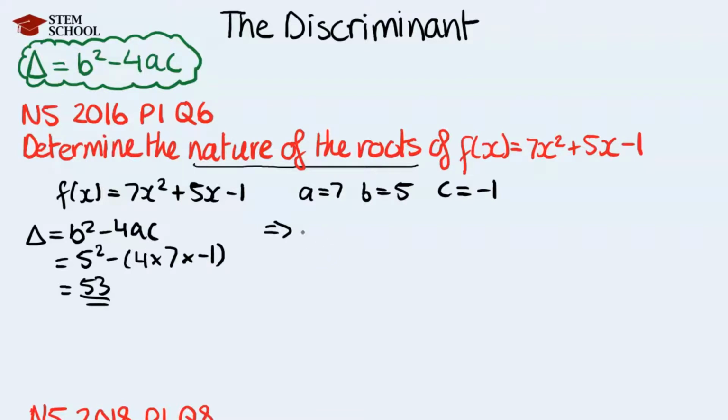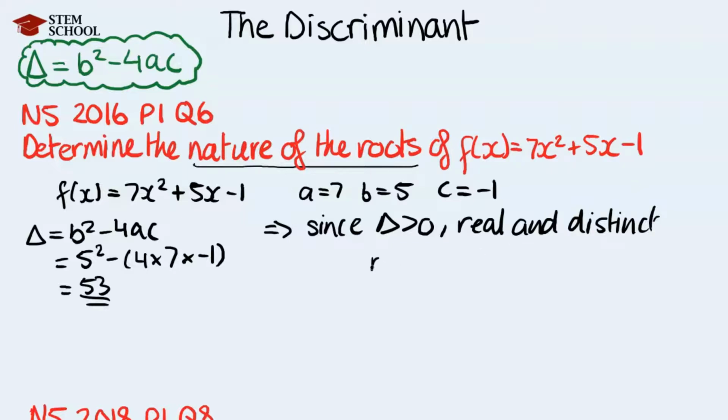So we've identified that the discriminant is greater than 0, as we have 53. So since the discriminant is greater than 0, what we have is real and distinct roots. So what does that look like? What we have here is basically just an xy graph. So we have y, then x, and then we just have a graph like that. So we have real and distinct roots, just like that. So that's basically the general idea of these types of questions.